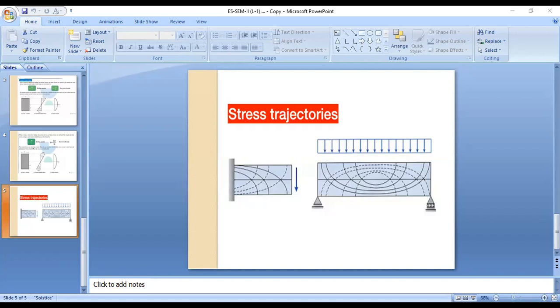Last point. At the top and bottom surface of the beam, where shear stresses are zero, the trajectories are either horizontal or vertical. Full stop.